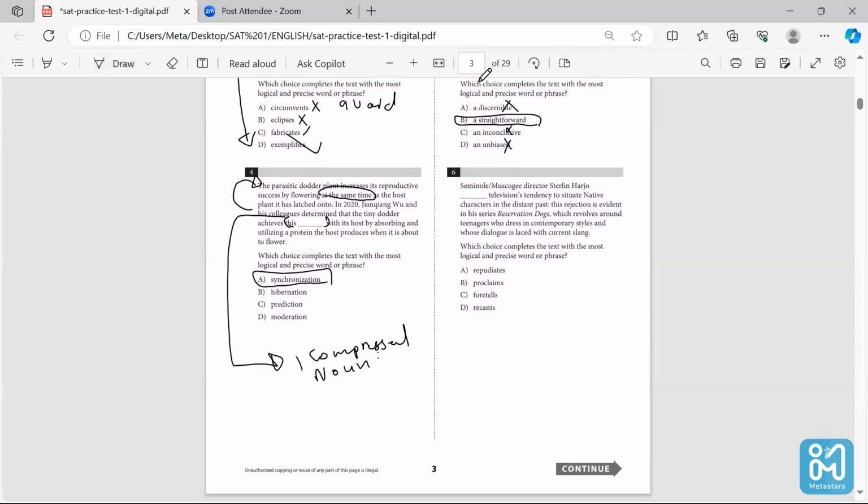Now, if I look at the next one here, guys, I have a colon. I'm sorry. A colon here means, and do you know already that the colon here is used to explain the sentence before, right?